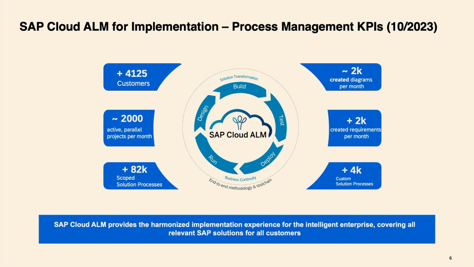We have more than 87,000 scope solution processes already, and more than 7,000 custom solution processes created. There are around 2,000 BPMN diagrams modeled per month, and we have more than 2,000 requirements captured per month.